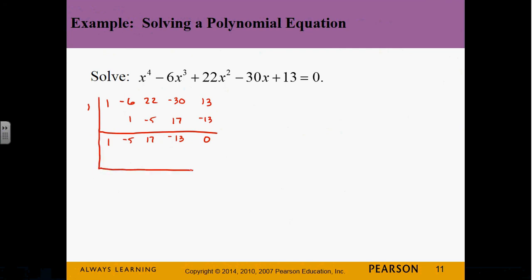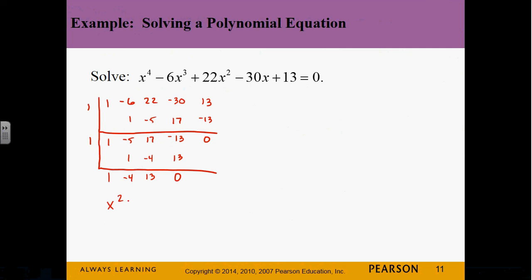Now what do I need to do? I need to do 1 again. I need to test it just to make sure it doesn't have a multiplicity of 2. So if we try 1, we get 1, 1, negative 4, negative 4, 13, 13. Aha, see? What'd I tell you? Be careful. Make sure that you try those roots more than once. Because here we had 1 with a multiplicity of 2.